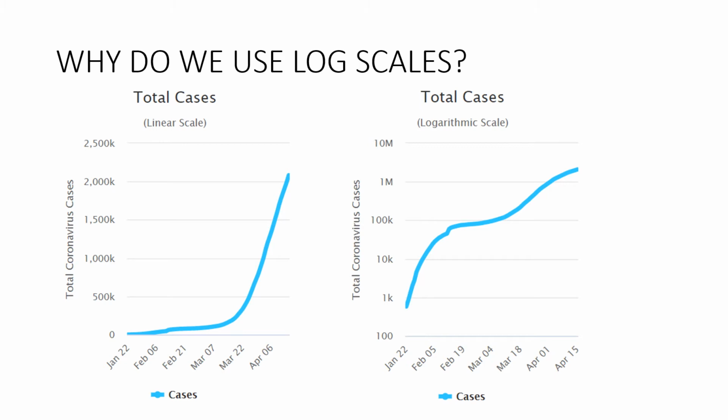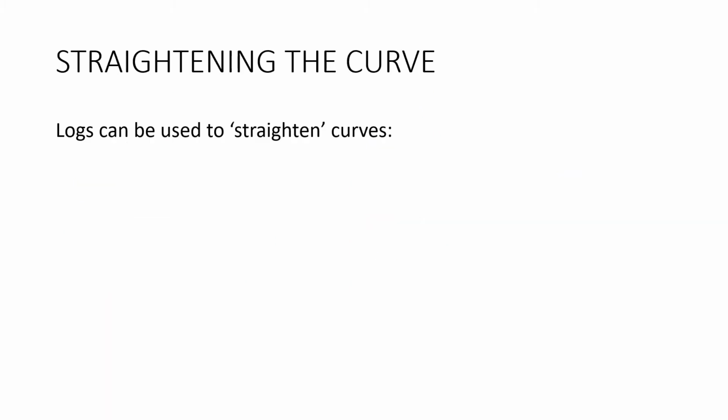So one of the main reasons that we use log scales, well, there's two reasons. The first reason is to take huge numbers and be able to put them into a single graph, because these numbers are very large. And the second reason is to flatten out this exponential part so that we can actually see what's going on. So logs can be used to straighten curves.